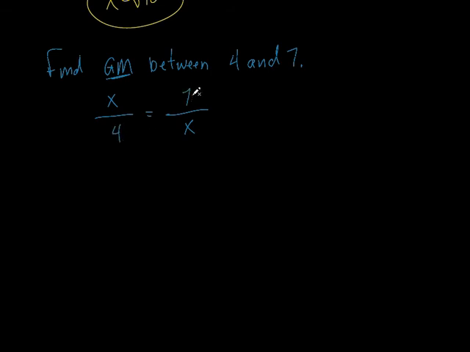Simple, isn't it? If you know the little formula that we use for geometric mean, it's not hard to plug in the stuff. If it says find the geometric mean, we'll call it x. We don't know what it is, so we put an x here and an x right here. Between what and what? 4 and 7.